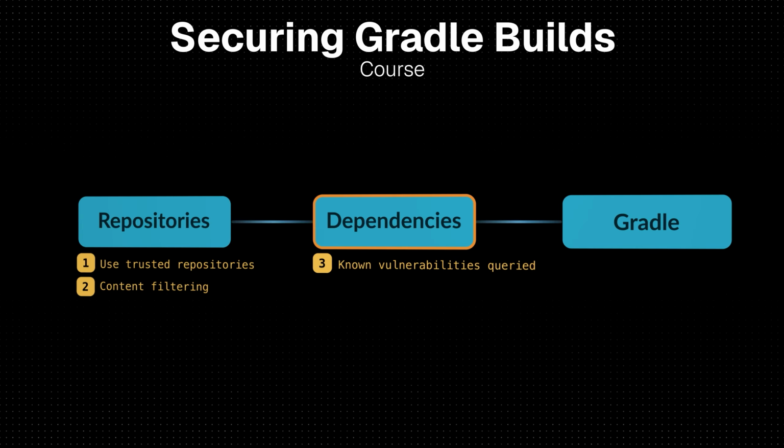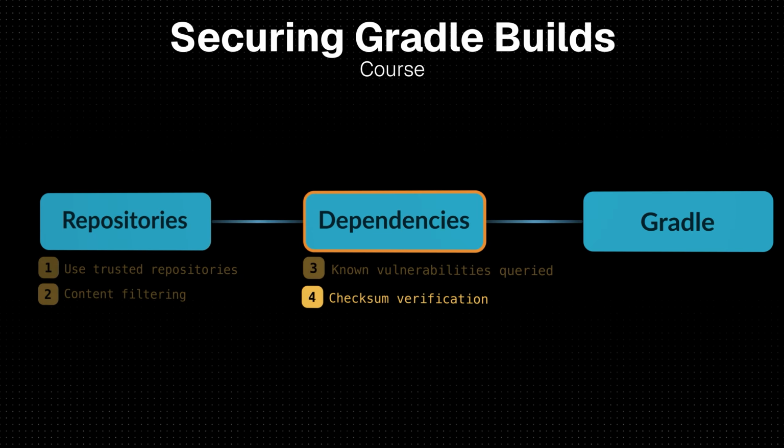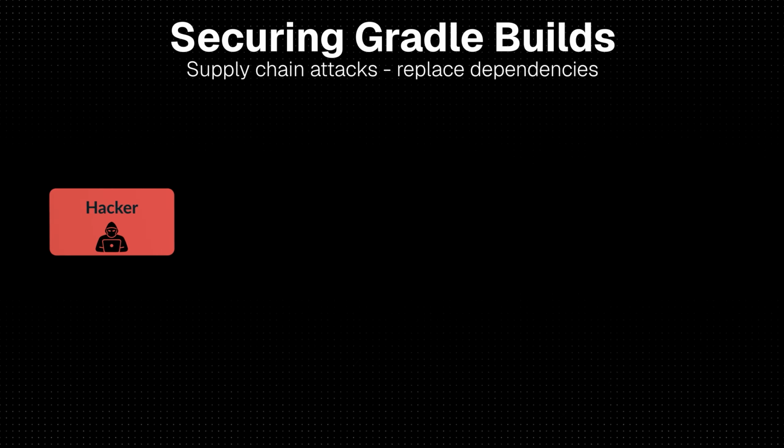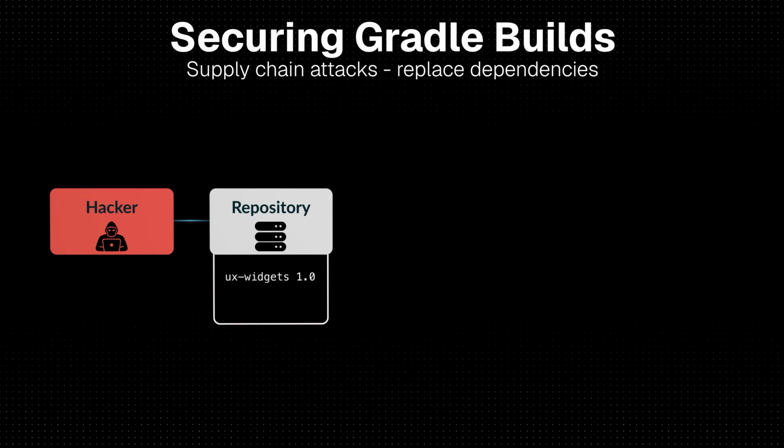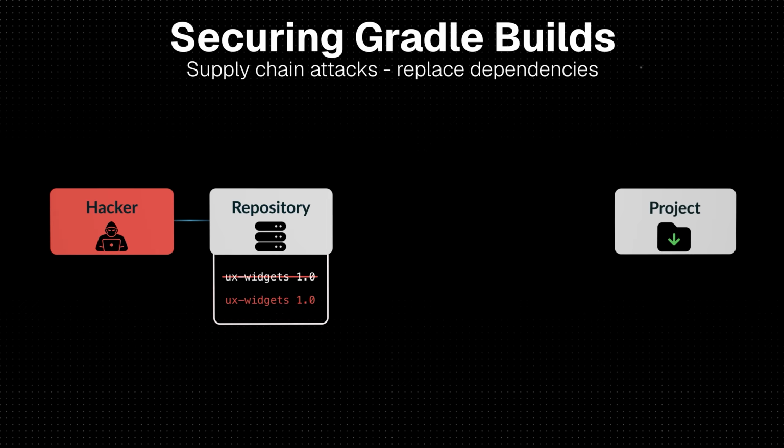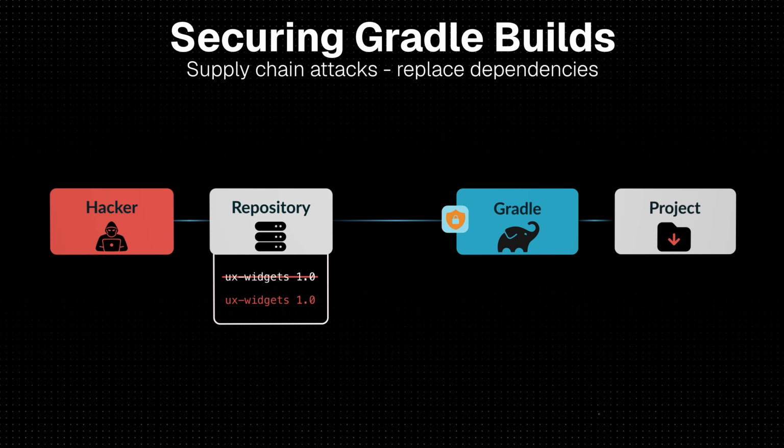In this chapter, we will learn how dependencies can be verified using their checksums before they're used. A hacker manages to gain access to a repository and replaces the jar file of the UX widgets 1.0 with a malicious version. Projects depending on this library would now fetch this corrupted version, which would run malicious code when the library is used. If the project uses Gradle build tool, there is a feature to validate the authenticity of dependencies before they are used by the project that would help protect against this scenario.